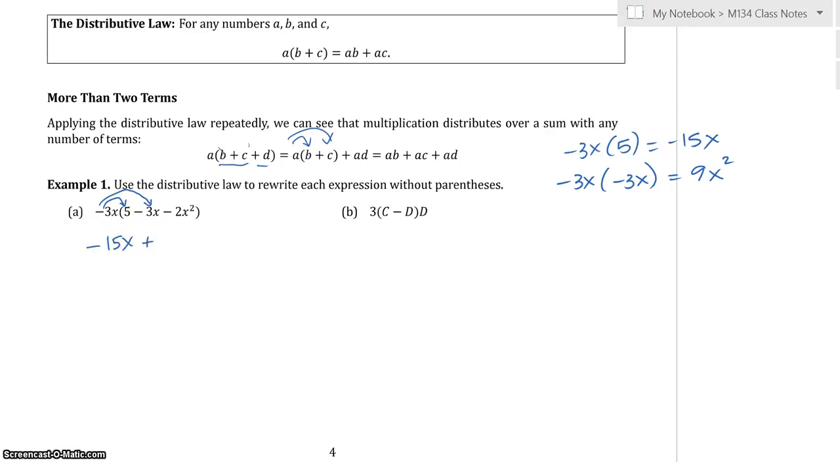So this would be a plus 9x squared. And then finally, two negatives on this one. We would have a plus, 3 times 2 is 6, and x cubed. That is true because negative 3x times negative 2x squared is positive 6x, and there's one copy here, two copies there, that makes 3 copies.